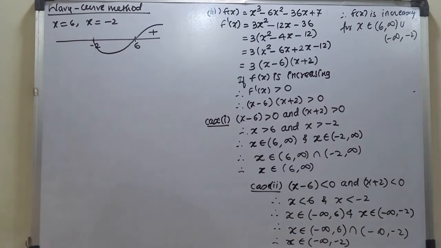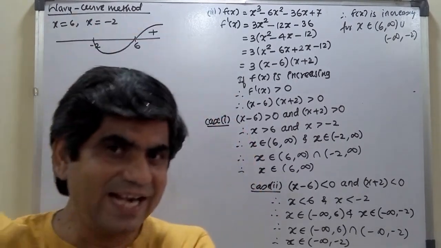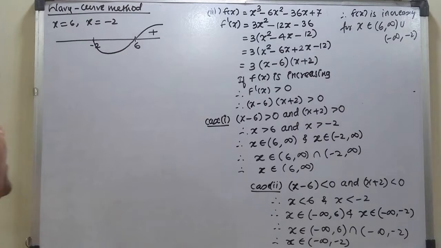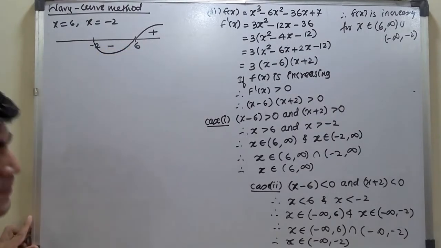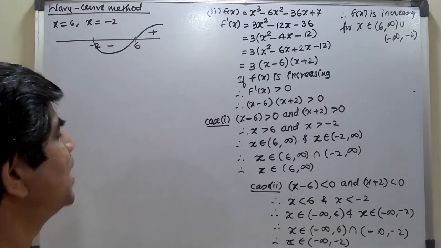You have to draw a wave. That is why it is called a wavy curve. Wave and curve. Okay. So here it becomes minus. Now you think, what value will you take?